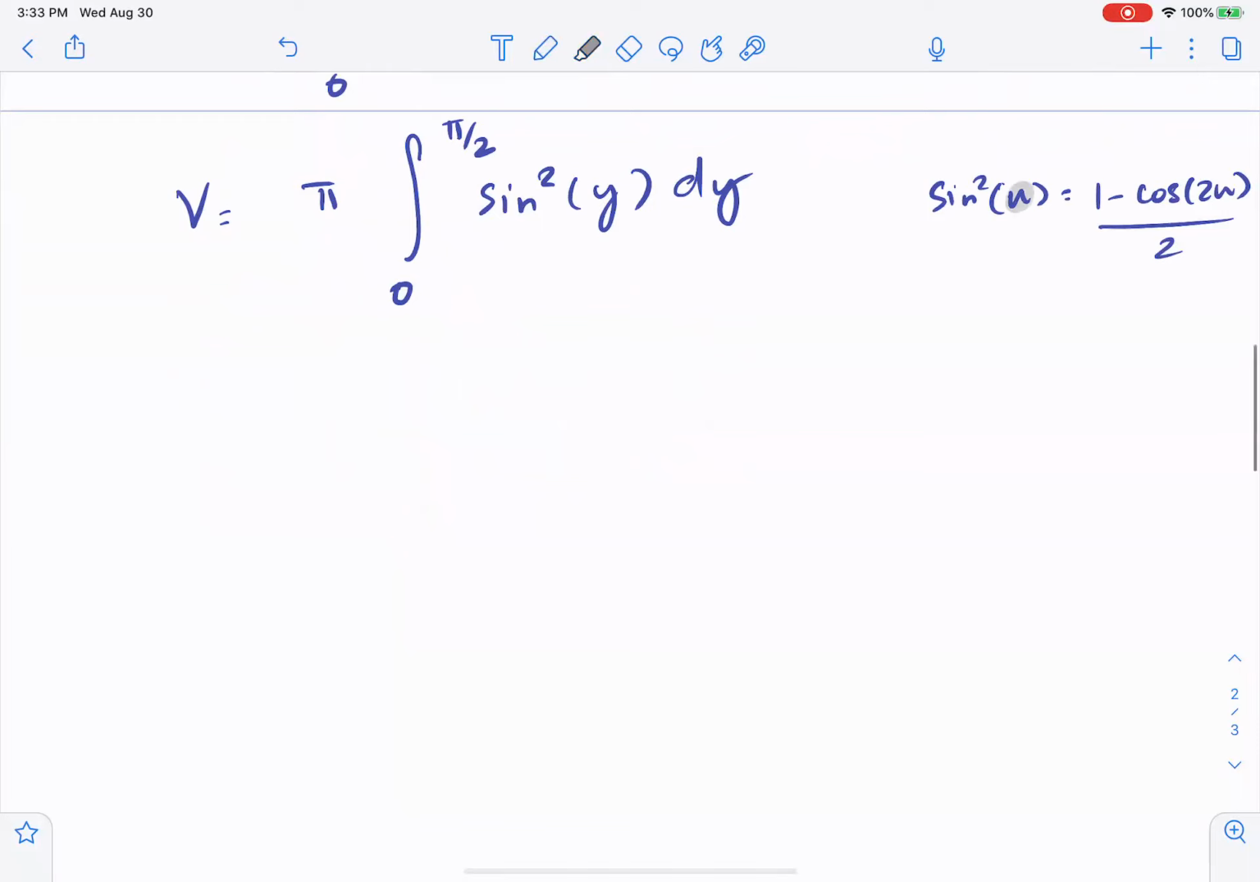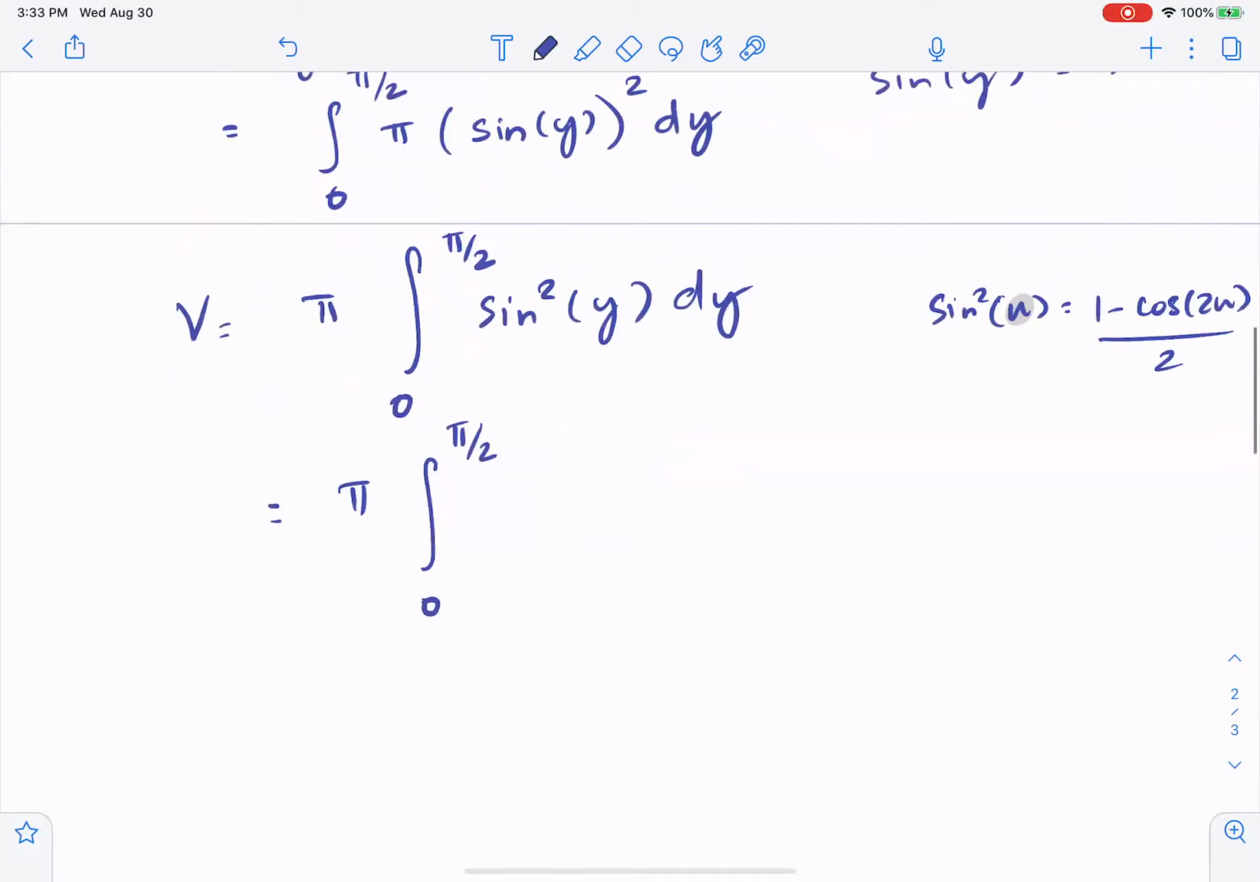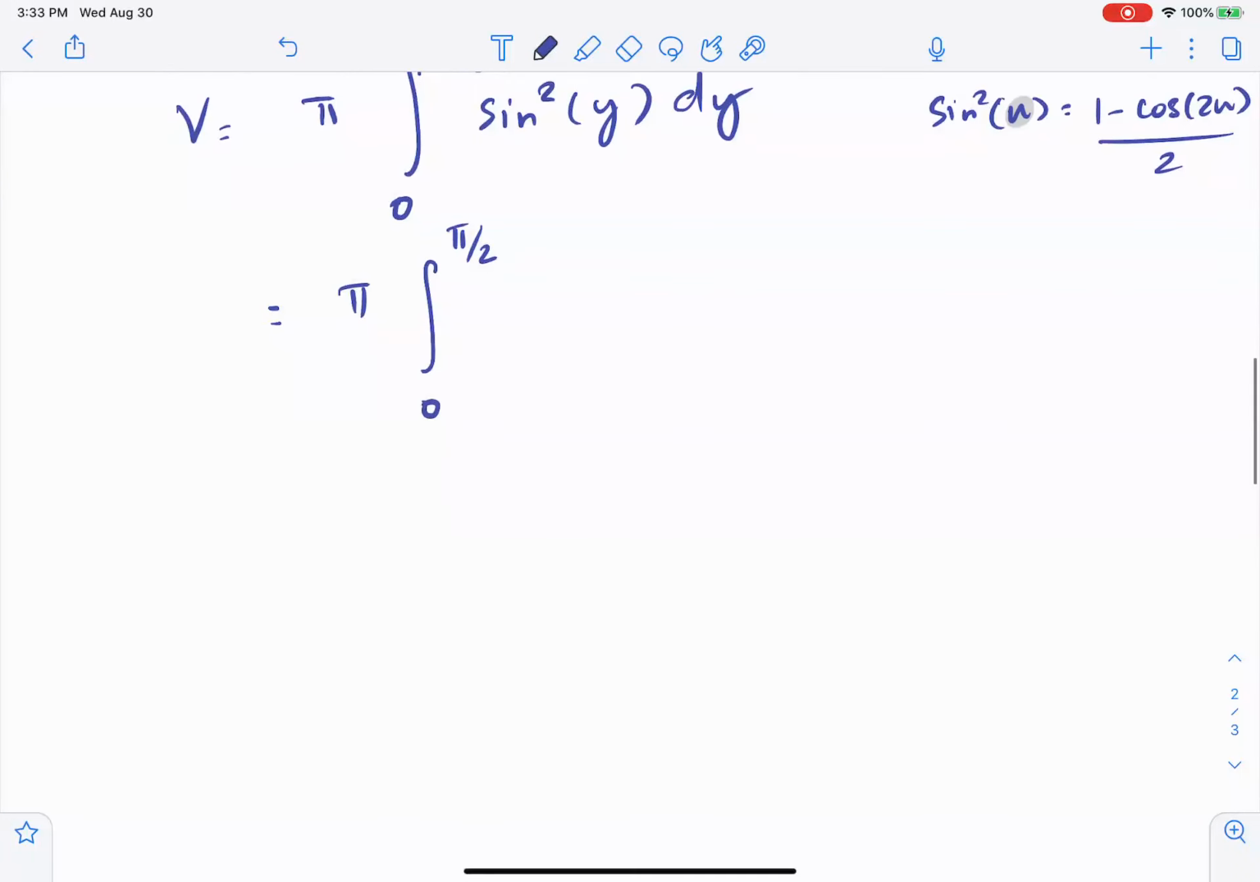Instead of u, I've got y. Doesn't matter. I could still write the integral 0 to pi over 2, 1 minus cosine 2y divided by 2 dy. Do note that I'm not doing u substitution. I'm rather using a trigonometric identity.